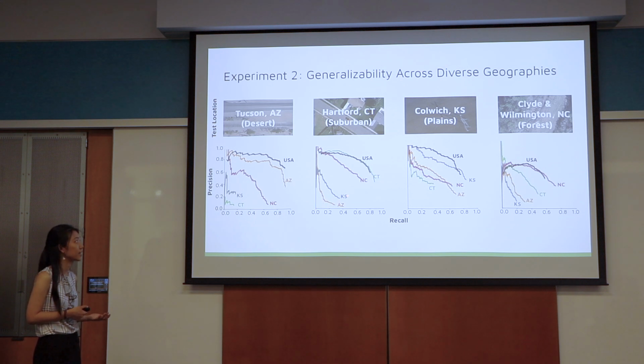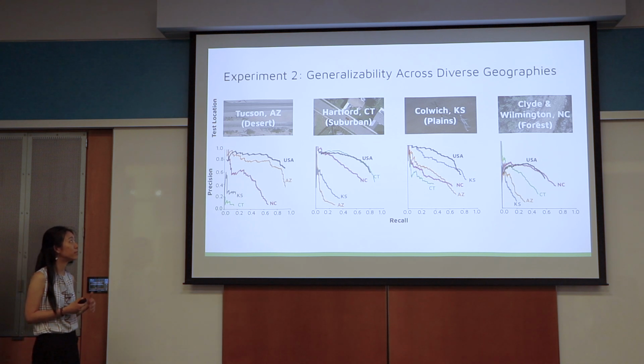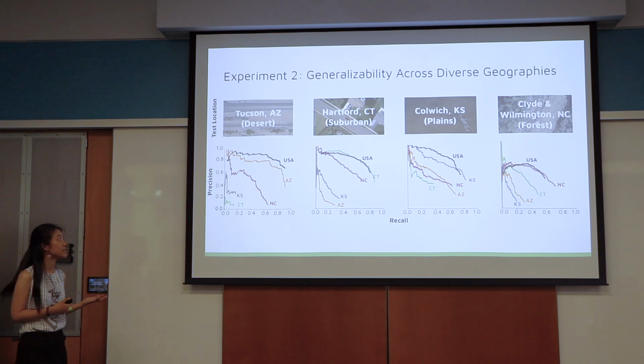And then vice versa, for a model that is trained on Arizona images, it also performs the worst for images from Connecticut. We speculate that it is possible that most images in Arizona represent the desert, while images from Connecticut represent suburban areas. So that might cause the difference.